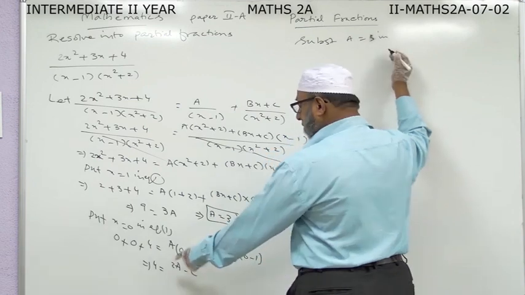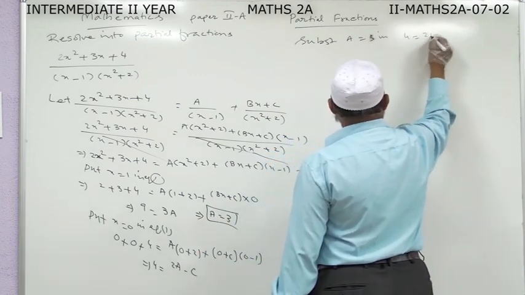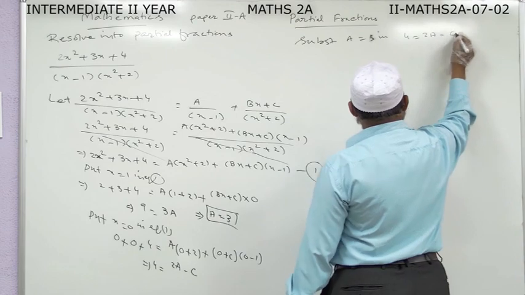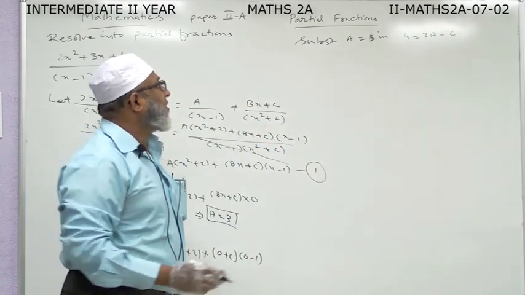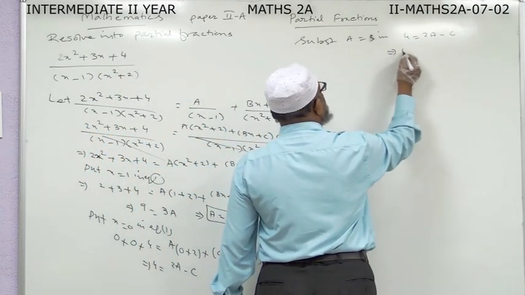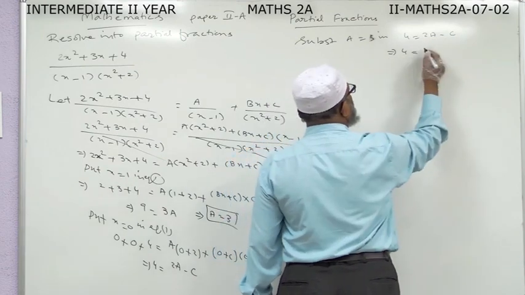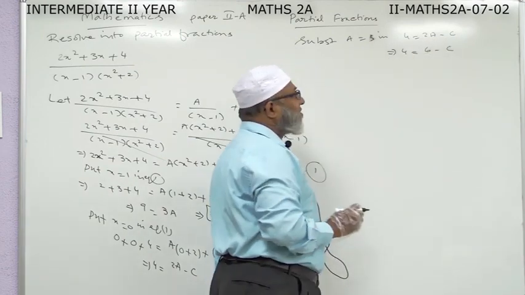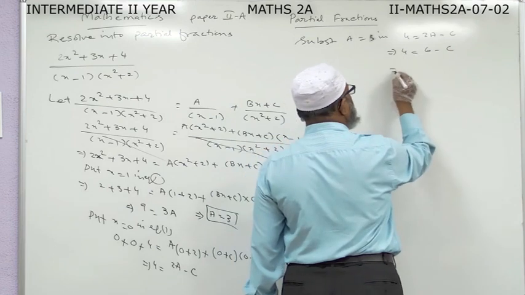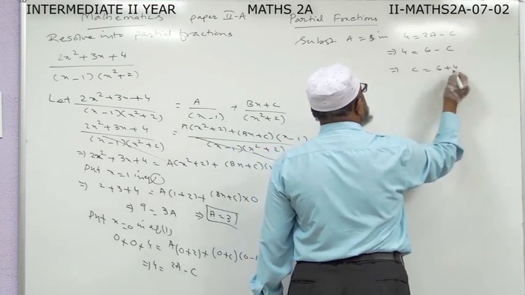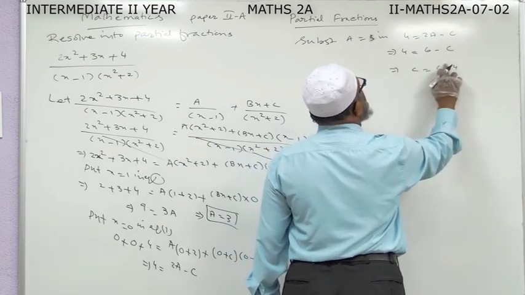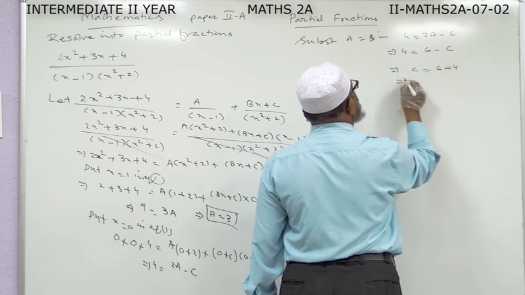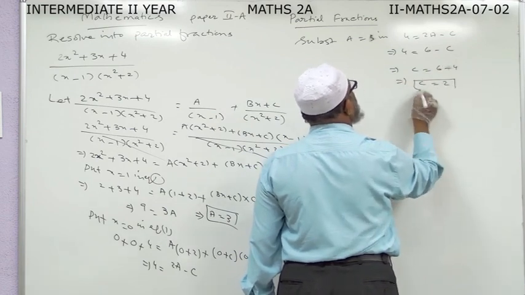4 is equal to 2A minus C. So this implies that A is equal to 3. Substituting, 4 is equal to 2 into 3, 6 minus C. Or if I transfer to this side, C is equal to 6 minus 4. So this implies that C is equal to 2.